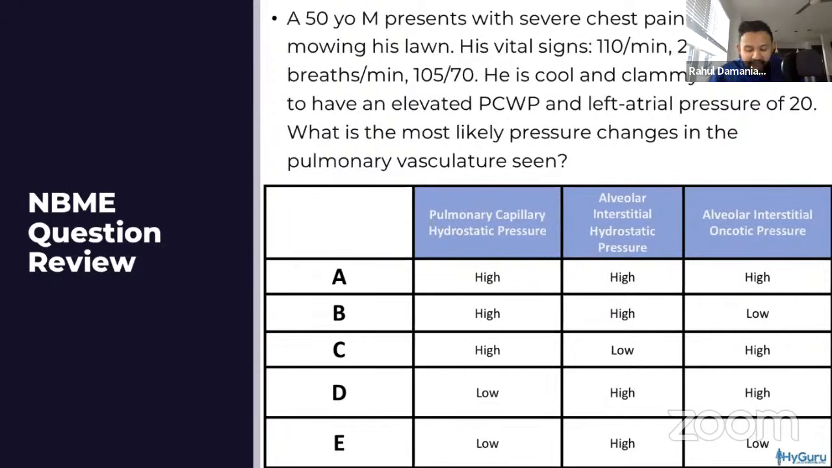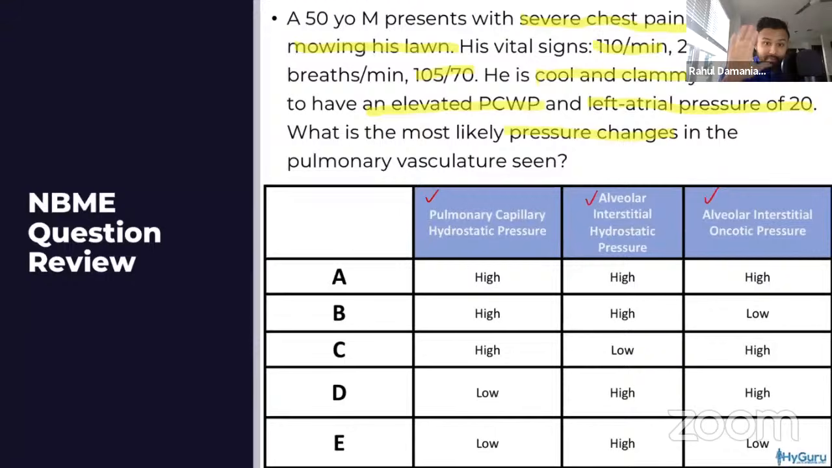Let's read together. A 50-year-old male presents with severe chest pain while mowing his lawn. His vital signs are pulse of 110, 20 breaths per minute, 105 over 70. He is cool and clammy. He is noted to have an elevated pulmonary capillary wedge pressure as well as a left atrial pressure of 20. What is the most likely pressure changes seen in the pulmonary vasculature? So we are going to be talking a little bit about, in the next slides, pulmonary capillary hydrostatic pressure, alveolar interstitial hydrostatic pressure, and alveolar interstitial oncotic pressure.